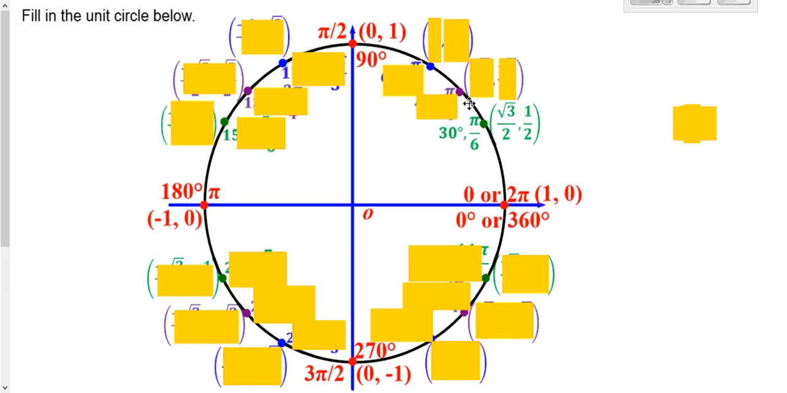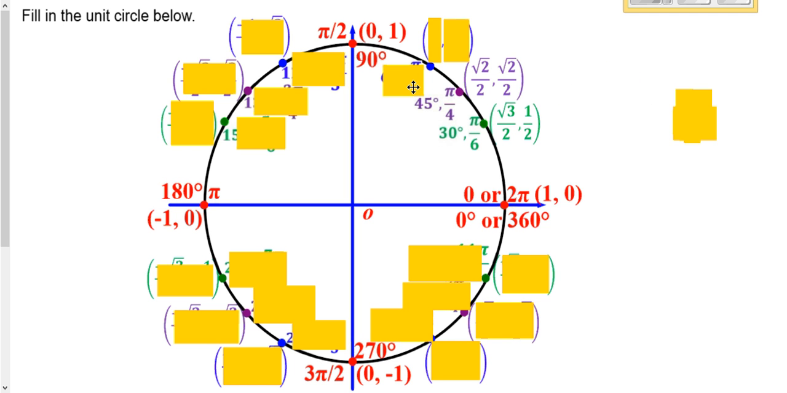If we move up to the next one, that's 45 degrees, which is pi over 4. The cosine of 45 degrees you're supposed to have memorized, and that's root 2 over 2. Y is your sine, and the sine of 45 degrees is root 2 over 2.